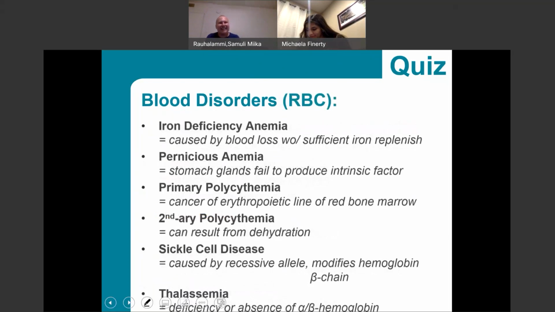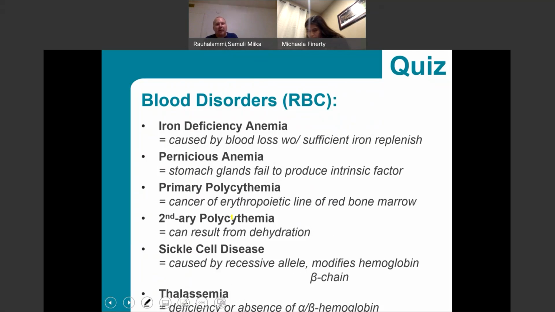Okay, there's two more lists. I'm sorry. So red blood cell disorders. I listed what's asked in the quiz. Again, they give you the name of the disorder and then it asks you to match it with the description of it. If you have anemia that results from iron deficiency, that's caused by the loss of blood without replenishing the iron that gets lost. So we're losing that iron while we're bleeding and we're not getting extra iron, so we become anemic for iron.